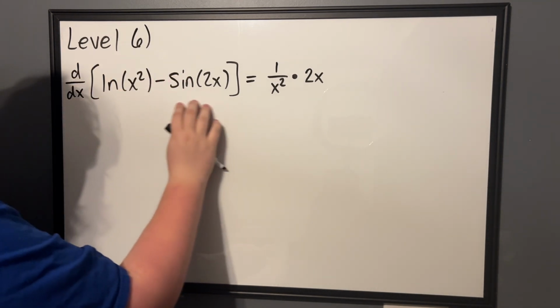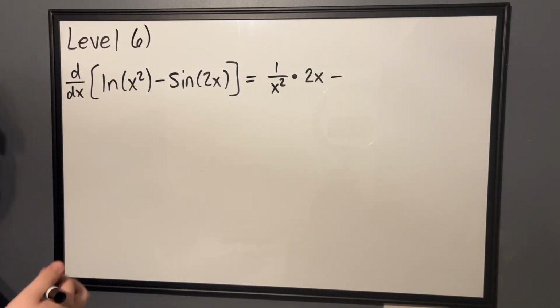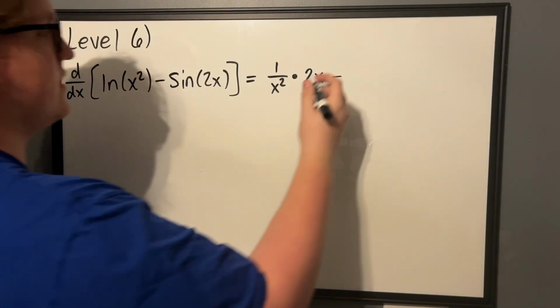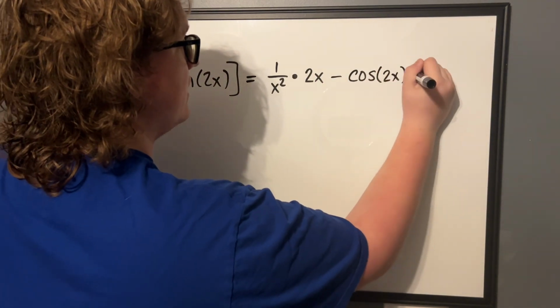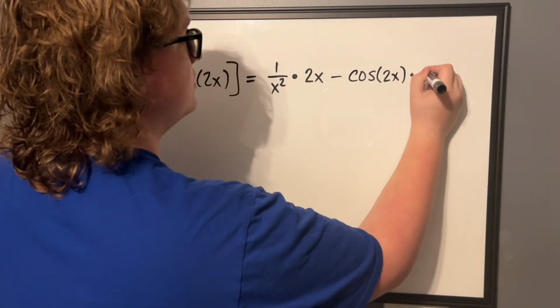Now we need to worry about the minus sine of 2x. So we're going to subtract off. Now remember, with the chain rule, we take the derivative of the outside. So the derivative of sine is going to be cosine. And then we leave the inside alone. And then we're going to multiply by the derivative of the inside. And the derivative of 2x is equal to 2.